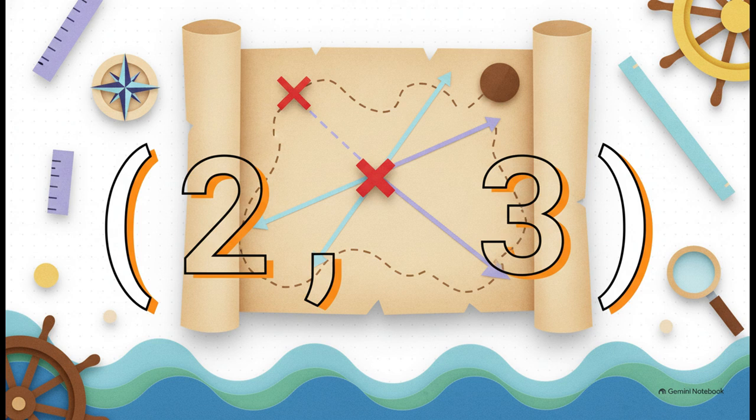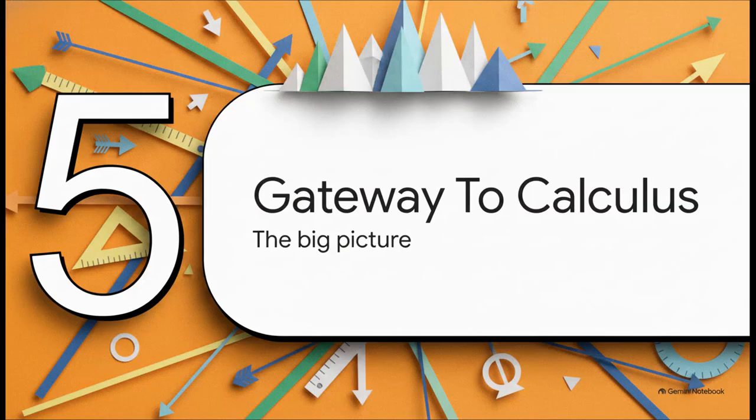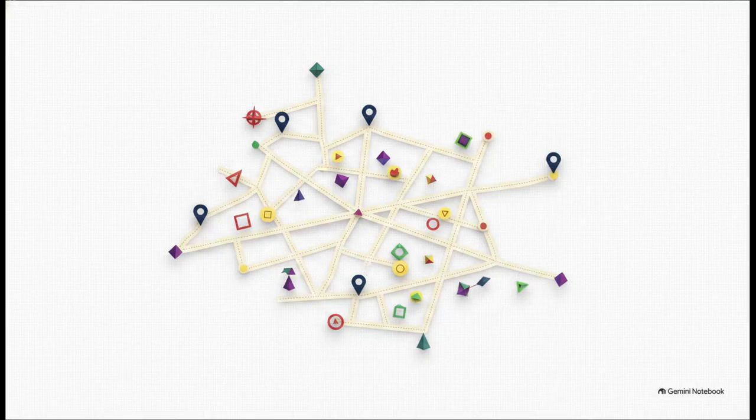This is literally the x marks the spot on our mathematical treasure map. It's the one and only point that perfectly satisfies both line equations simultaneously. Part 5. The gateway to calculus. Let's see how all of this builds into the ultimate destination of our mathematical map. Because learning the equations of lines isn't just some basic algebra exercise to pass a test.